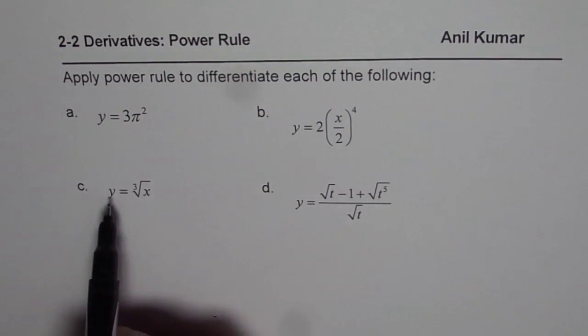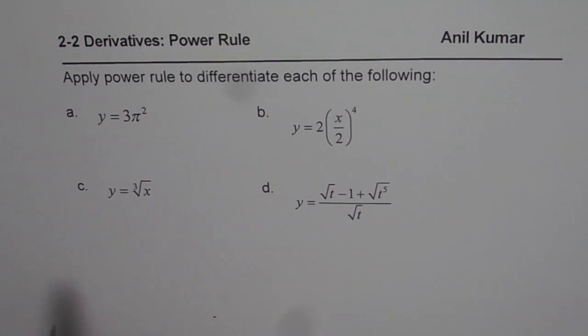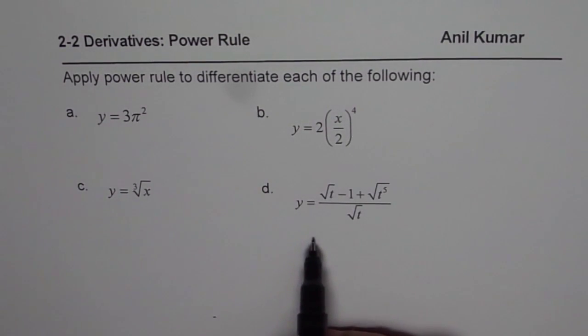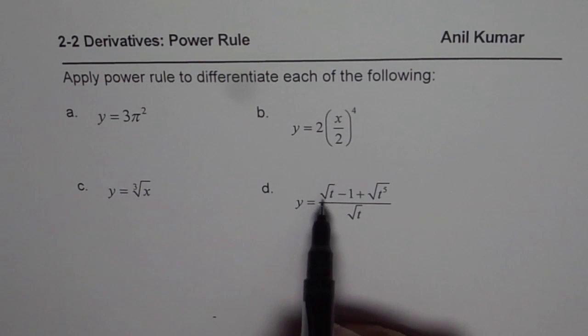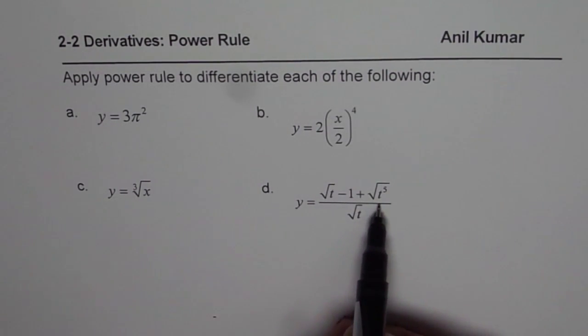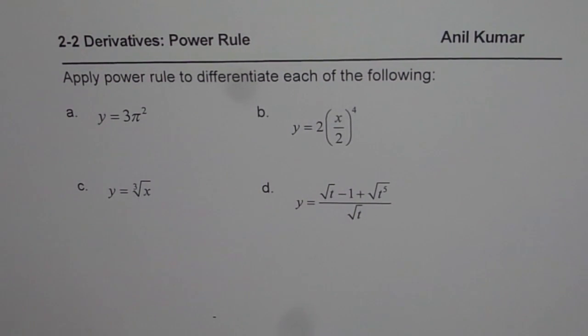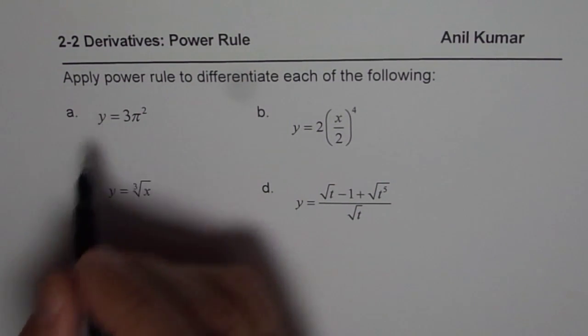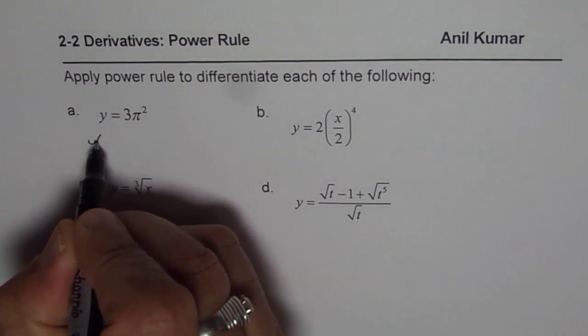And here we have y equals cube root of x, and then I have a slightly more complicated function, y equals (square root of t minus 1 plus t to the power of 5 square root) divided by square root of t. So let us see how to find derivatives of these functions. You could also pause the video, answer, and then look into my suggestions. Now the very first one, what is y dash equal to?